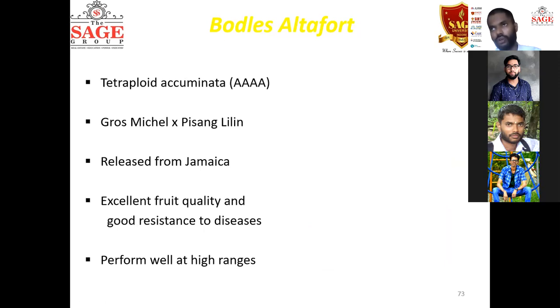This is also a very tall growing variety, more than 3 meters in height. Bunch yield is on average around 25 to 30 kg per plant. It is AAAA, that is, a pure Acuminata tetraploid. It is a cross between Gross Michel, that is AAA, and AA, that is Pisang Lilin. So it is also a hybrid. It is a synthetic hybrid. Very few tetraploids are synthetic, and among those, this one is there, Cordless Ultrafort.